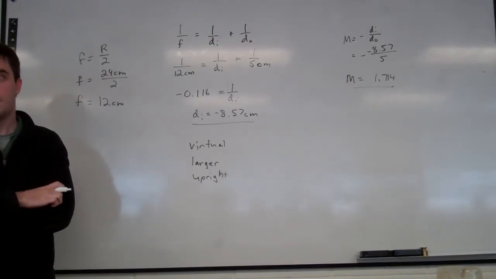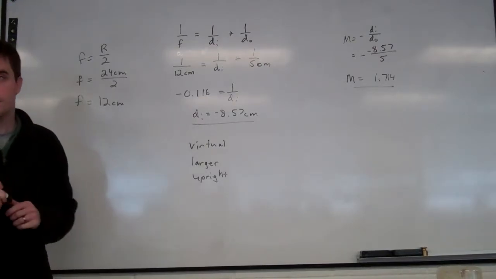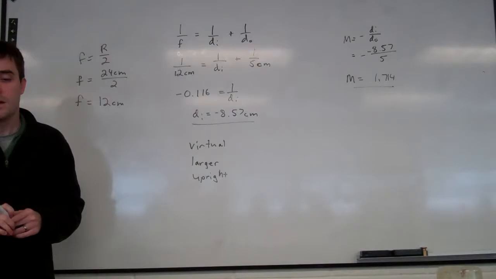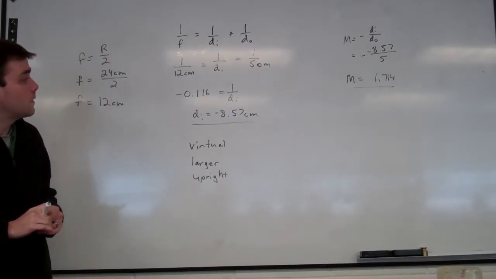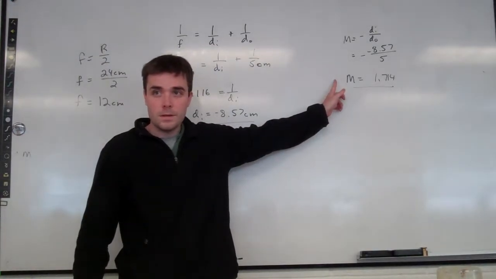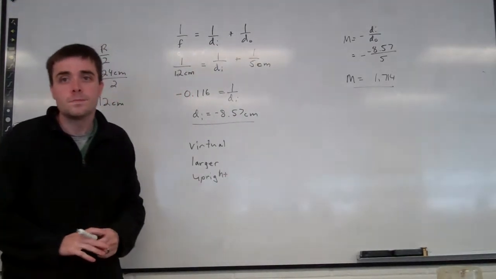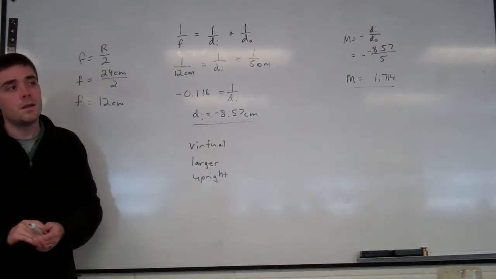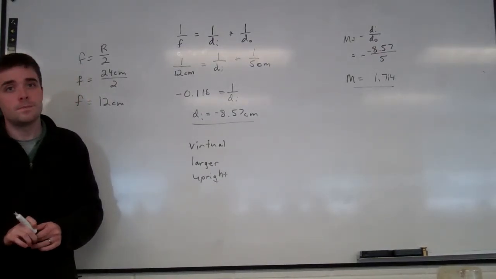How do we know it was virtual again? Oh, because it was negative. Image distance is negative. Isn't it smaller though? How did it get larger? What were we comparing? M is greater than 1. Oh, it's smaller. Any other questions on this one?